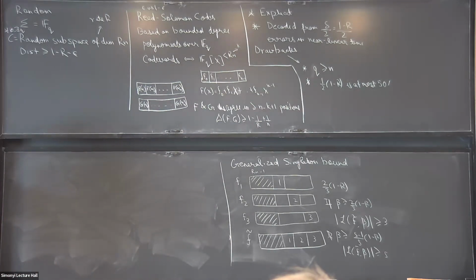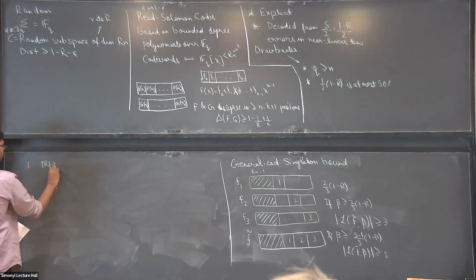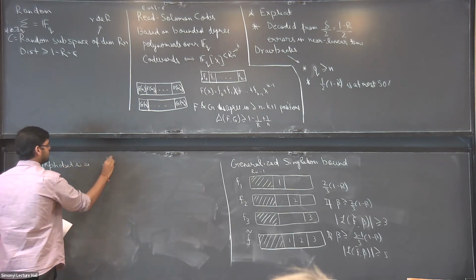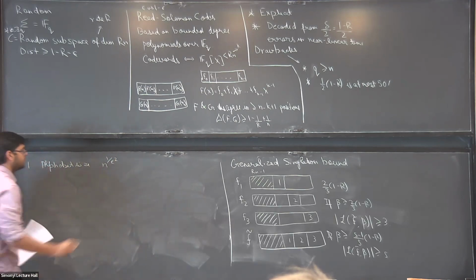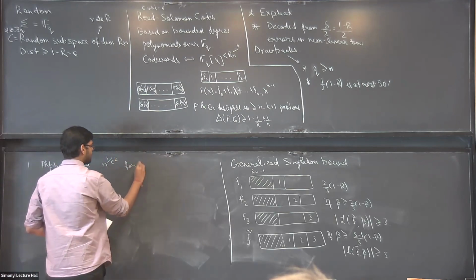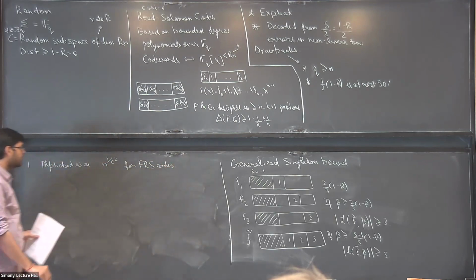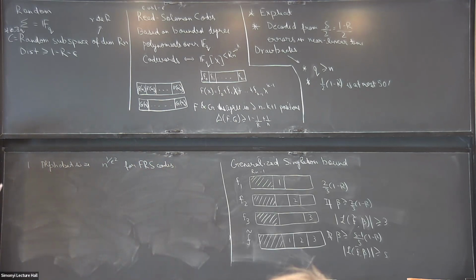So these codes are nice, except they still have some limitations. Well, first of all, the alphabet size is n to the 1 over epsilon square for FRS. Ideally, we would like to have codes that have large constant size alphabet instead of growing with n, similar to the Reed-Solomon limitation.